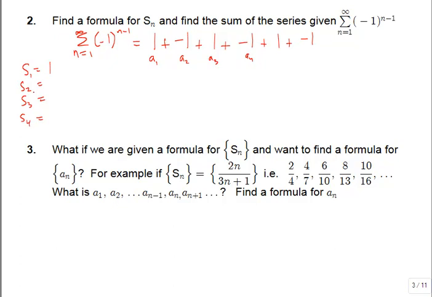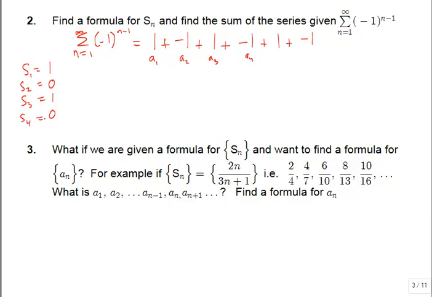S sub 2 is the first two terms added together. So 1 plus a -1 would be 0. S sub 3 would be the first three terms added together. Well, these two are 0, plus 1 more is back to 1 again. S sub 4 would be the first four terms added together. That's going to be a 0 plus a 0. So these different partial sums are alternating between 1 and 0, 1 and 0.